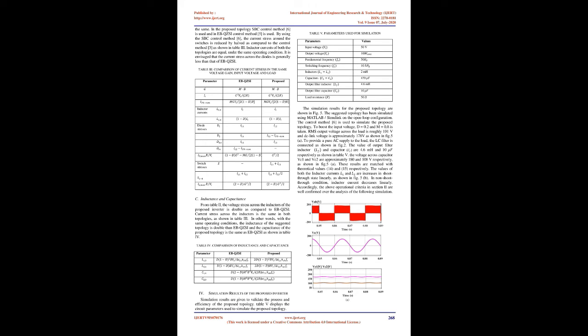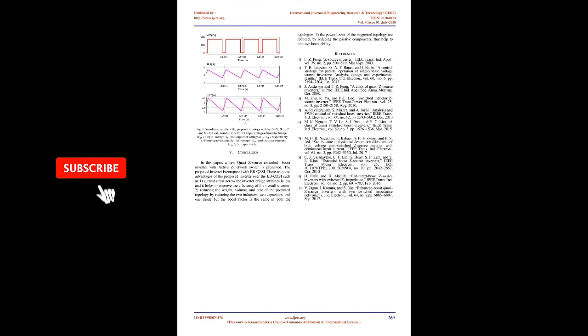C. Inductance and capacitance. From the table, the voltage stress across the inductors of the proposed inverter is double as compared to EB-QZSI. Current stress across the inductors is the same in both topologies, as shown in the table. In other words, with the same operating conditions, the inductance of the suggested topology is double that of EB-QZSI, and the capacitance of the proposed topology is the same as EB-QZSI as shown in the table.